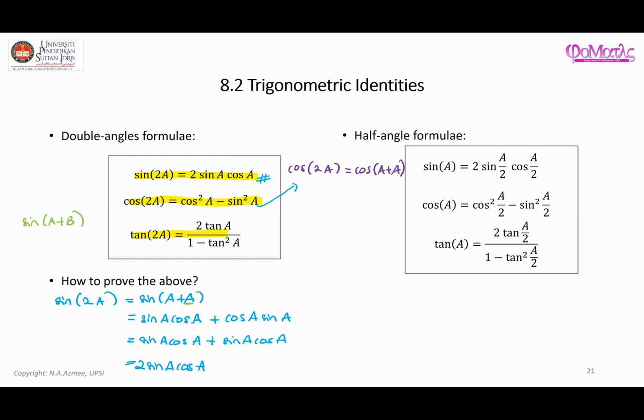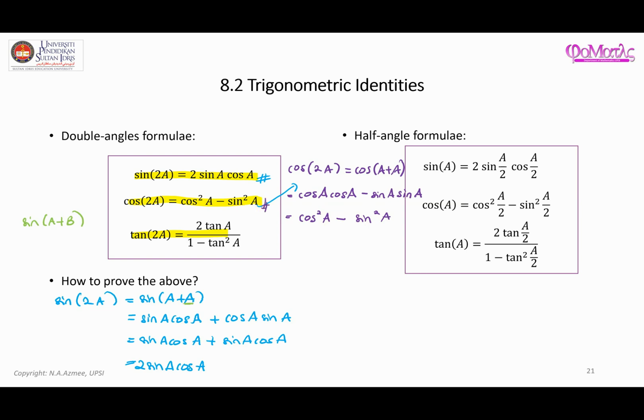So according to the formula in the previous slide, this will be cos A, cos A. So if this is plus, it becomes subtract. You have minus sine A, sine A. Now cos A and cos A is just cos squared A, minus sine A times sine A. So that means you square it, sine squared A. So this is what you got over here.